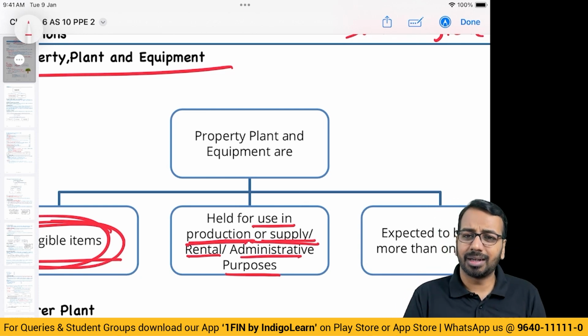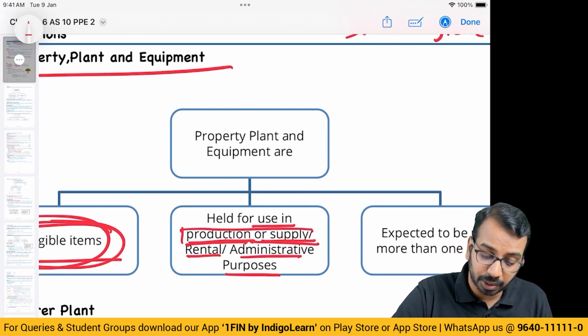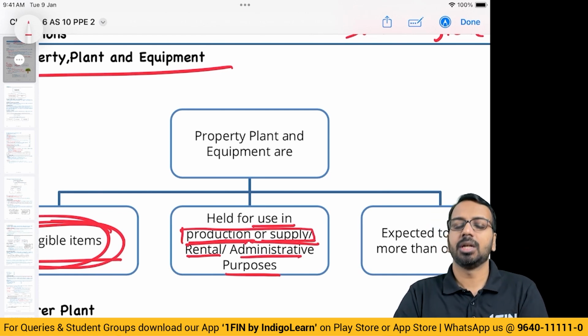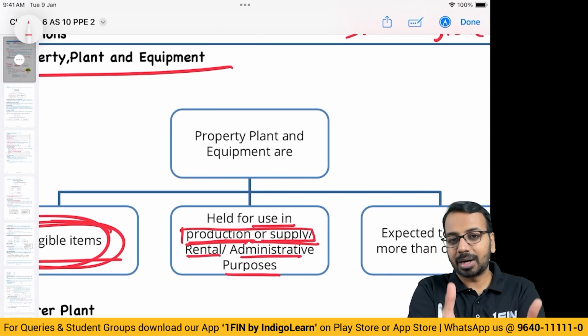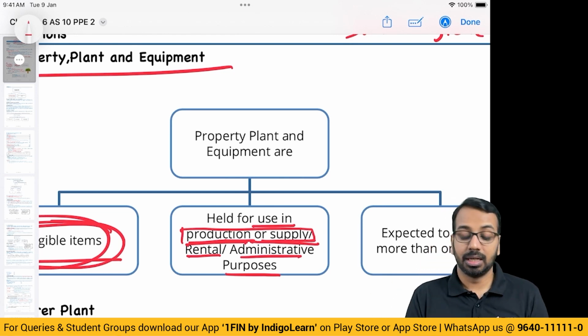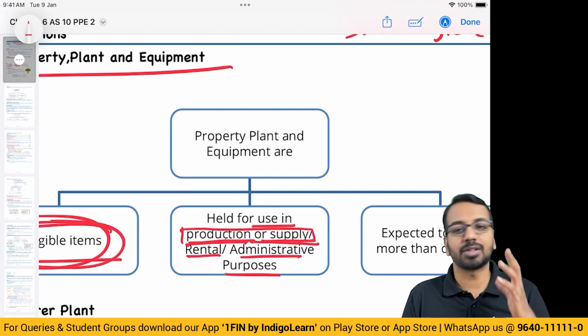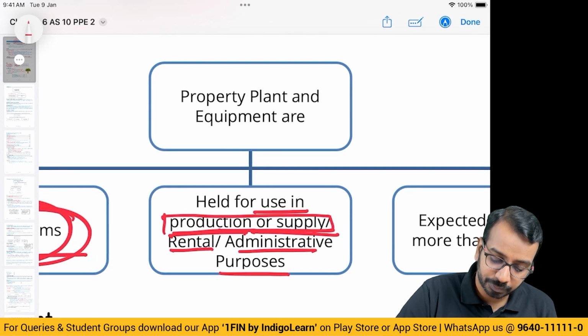All of your factories, plants, and equipment which you use for production of goods or supply of services. The office building, the studio from where I am recording, the camera that I'm using, the laptop, the iPad, all of these are used for supply of services in this case. So for that purpose, or rental or administrative purpose.